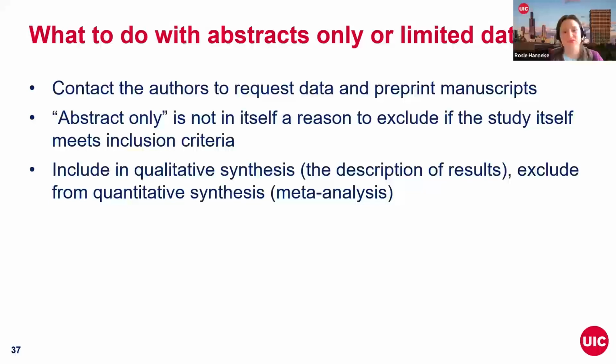Or if you have enough to mention that a study is ongoing on this topic, you can include it in the qualitative synthesis of your review. So meaning in the body of your results, you can cite it and describe the information that you were able to find, but then exclude it from the quantitative synthesis, which is the meta-analysis if you're doing one. So you wouldn't have a data set that you could add into your analysis, but you would be able to at least mention it and cite it.